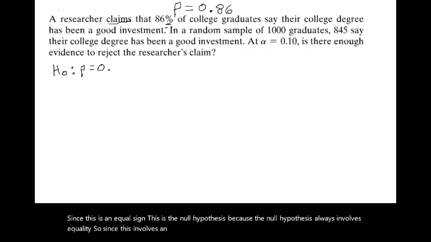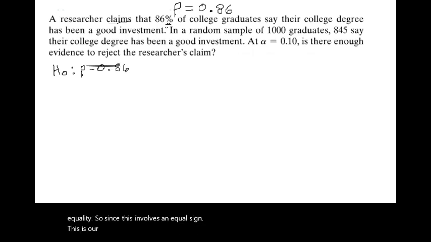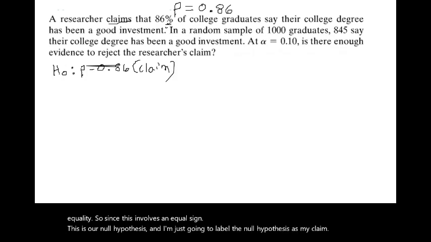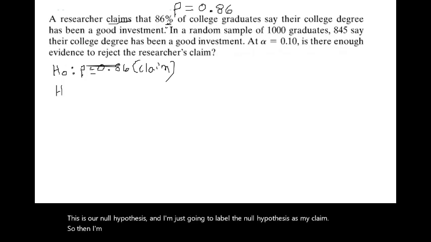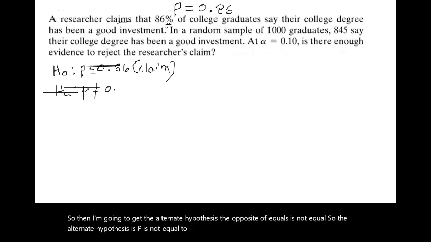0.86. Since this is an equal sign, this is the null hypothesis, because the null hypothesis always involves equality. So since this involves an equal sign, this is our null hypothesis. And I'm just going to label the null hypothesis as my claim. Then I'm going to get the alternate hypothesis. The opposite of equals is not equals. So the alternate hypothesis is P is not equal to 0.86.